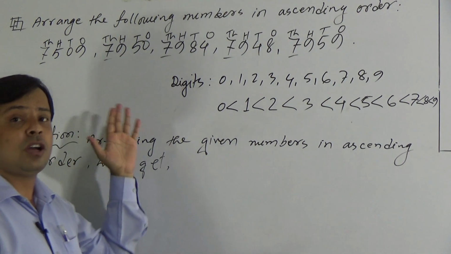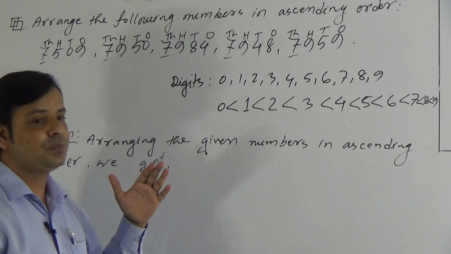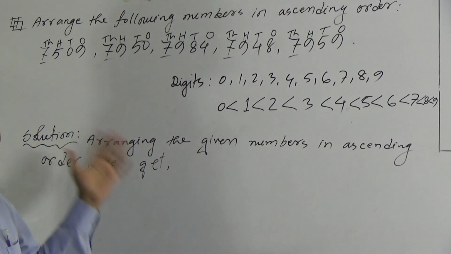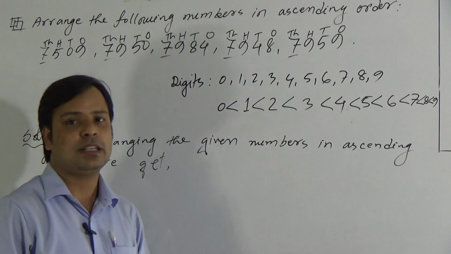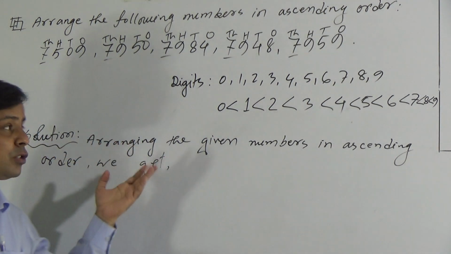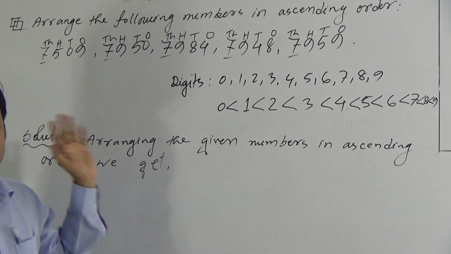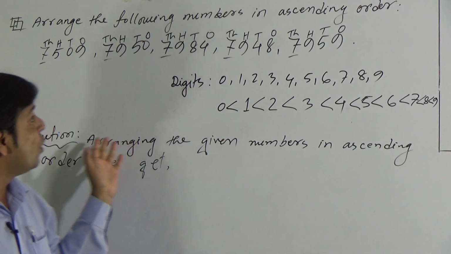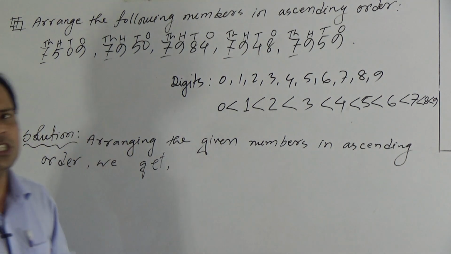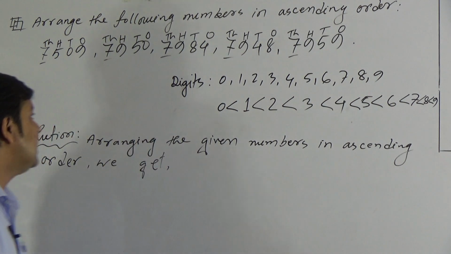Dear students, the thousands position of all the numbers is the same. So we cannot yet say which number is smaller and which is larger. To say that, we need to go to the next digit. As all the digits in the thousands place are the same, we need to go to the next position. What is the next position? That is hundreds.